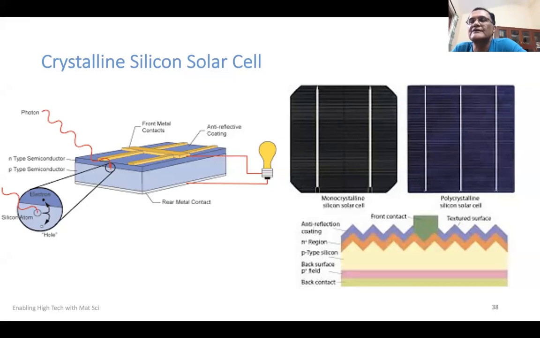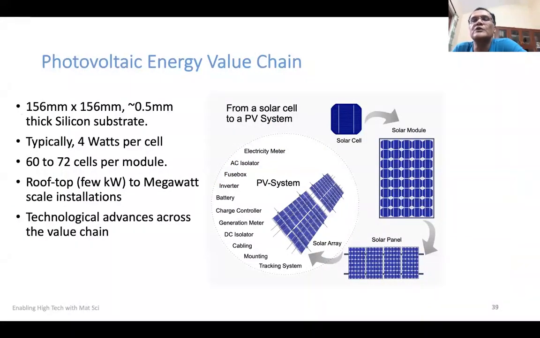So if you go to the next slide, please, I will show you how the whole system comes together. Some of you may have seen solar farms, and these days even rooftop solar is picking up. But it all starts with a single 156 by 156 millimeter slice of silicon. It can be single crystal or multicrystal, about half a millimeter thick, and nowadays it's even getting thinner. Each silicon solar cell generates about 4 watts. It depends on the technology and the efficiency, but between 4 to 5 watts.